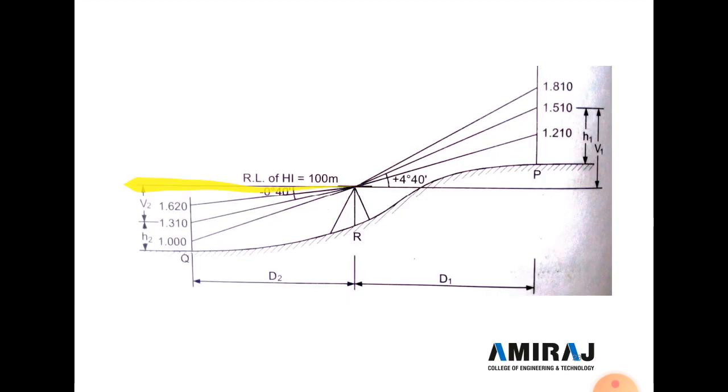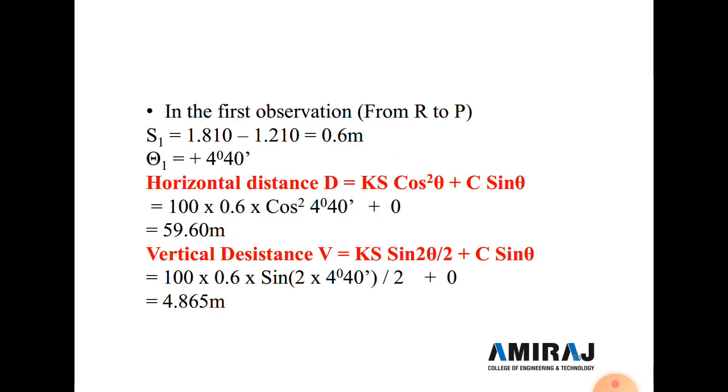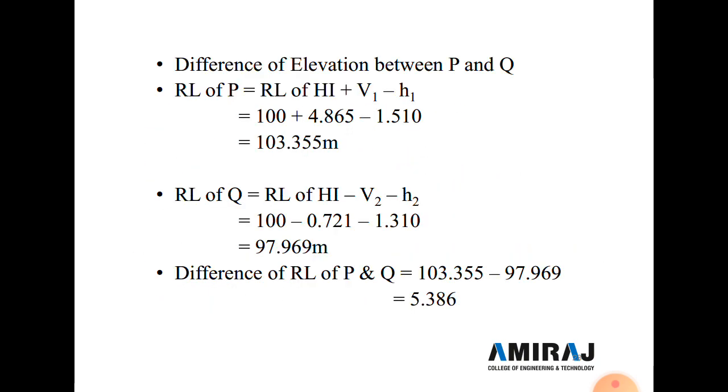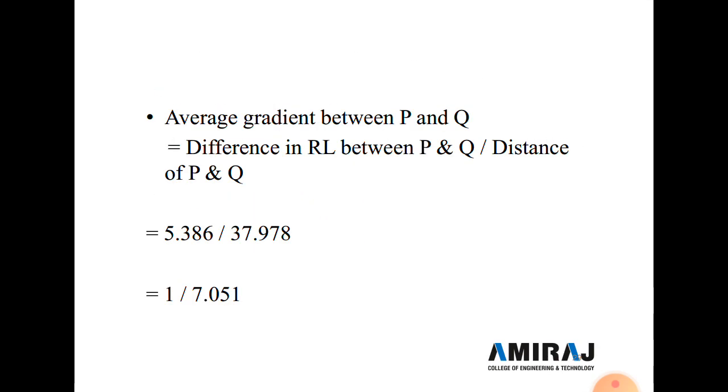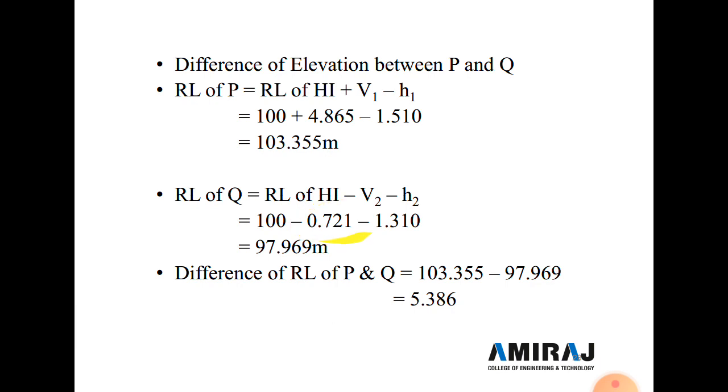Similarly, the RL of point Q is the RL of HI minus V2 minus H2. See this figure, so we reach up to the Q point. So the Q point RL is 100 minus V2, which we already found as 0.721, minus H2, which we found as 1.310. So 97.969 meter is the RL of point Q. Now the difference in RL of P and Q is 103.355 minus 97.969, so we find the answer 5.386.